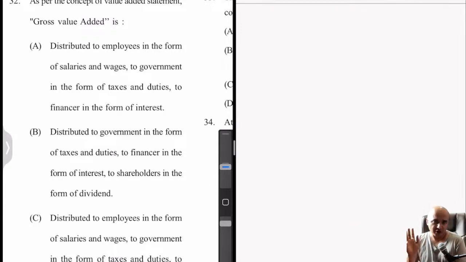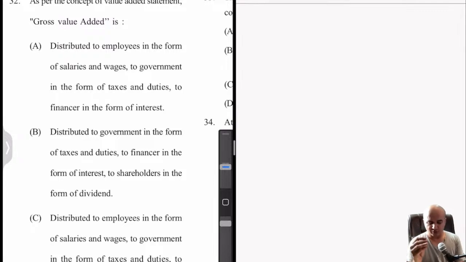What is this gross value added? What does it measure? GVA is a measure of the organization's contribution to the economy, and it is used to assess its economic performance and productivity. It merely provides an indication of the value created by an organization, and it can be helpful in comparison with, let's say, other companies or industry benchmarks. Okay, so now having considered all this, let us look at the options.